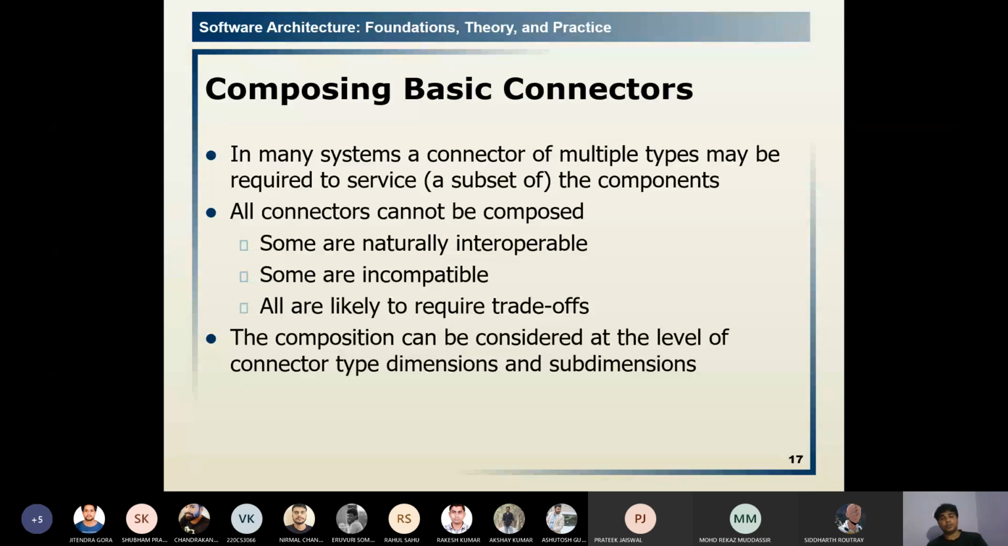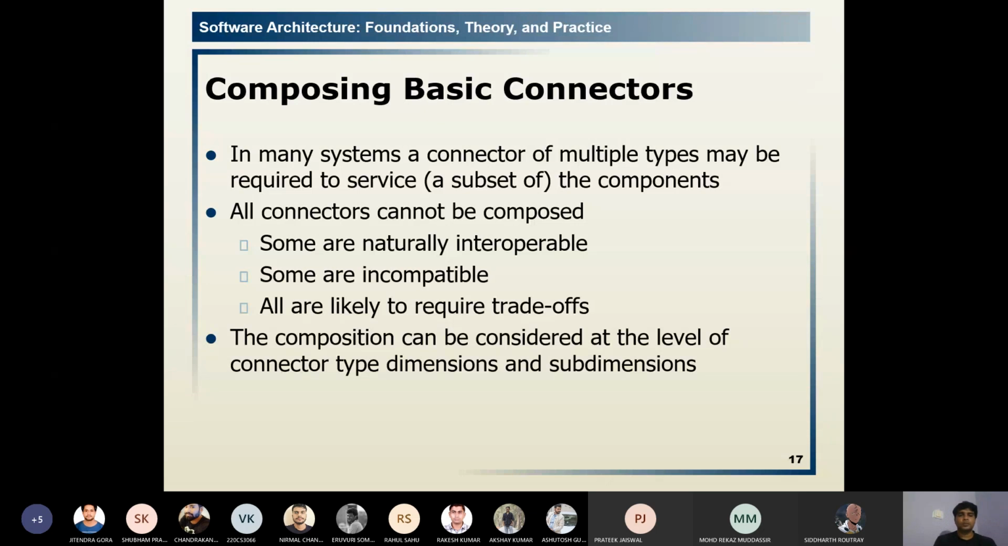So all connectors cannot be composed. Some are naturally interoperable, some are incompatible, and all are likely to require some trade-off. First, some are naturally interoperable. Some connectors are interoperable. They have the capability to access different platforms. If you are using one platform and your server is on a different platform, they can also interact through the connector. So they can be used for composability.